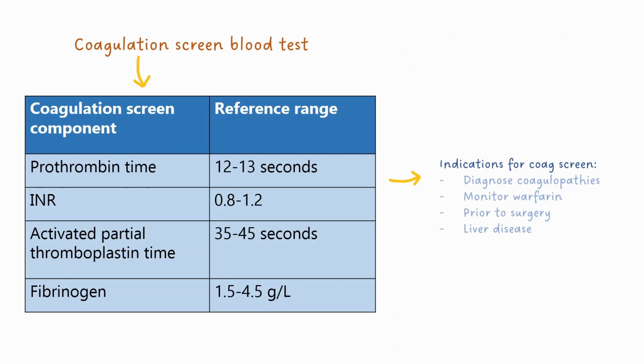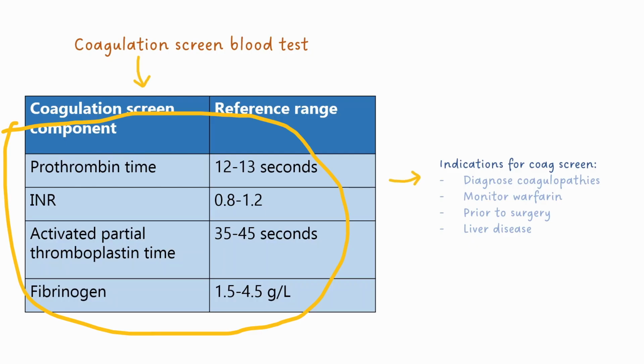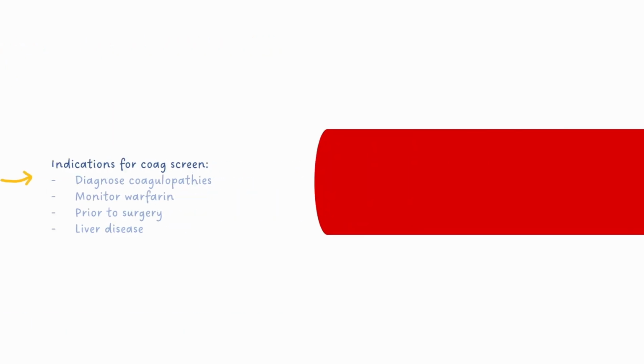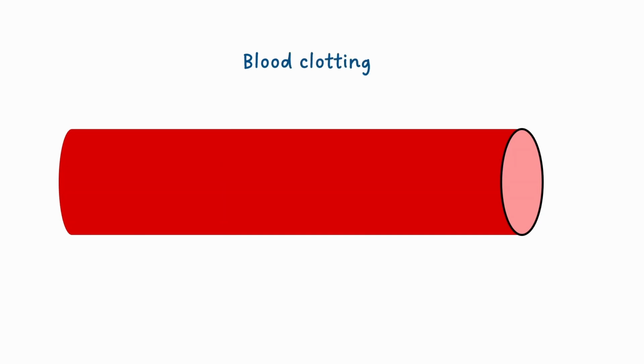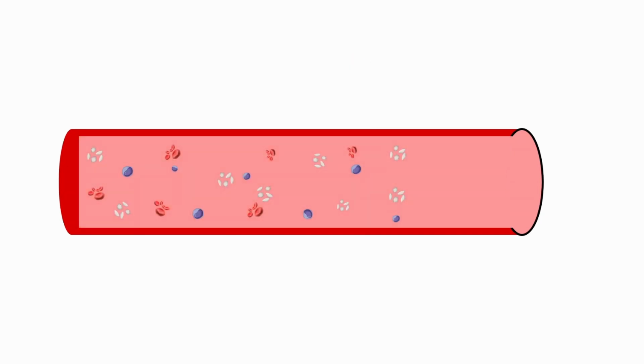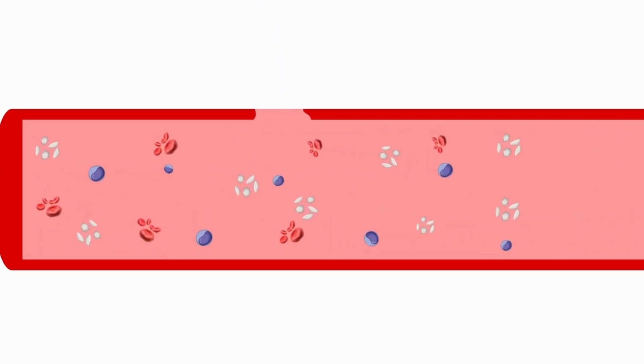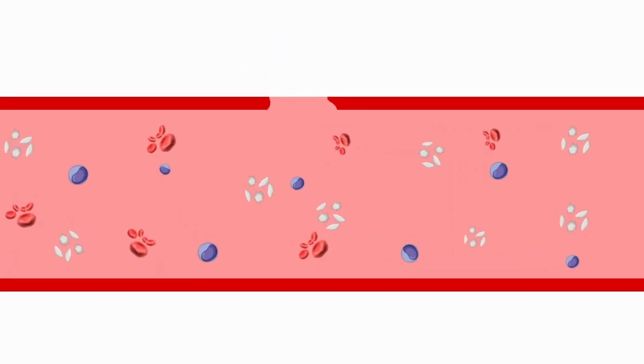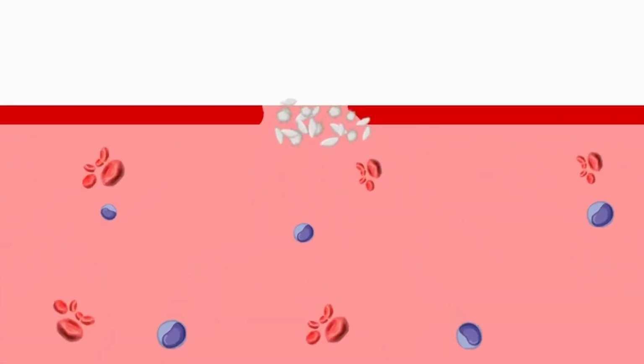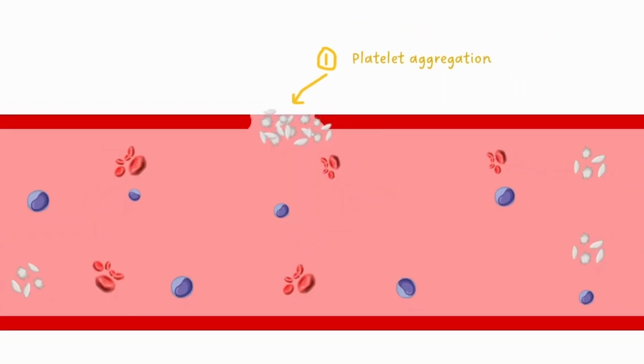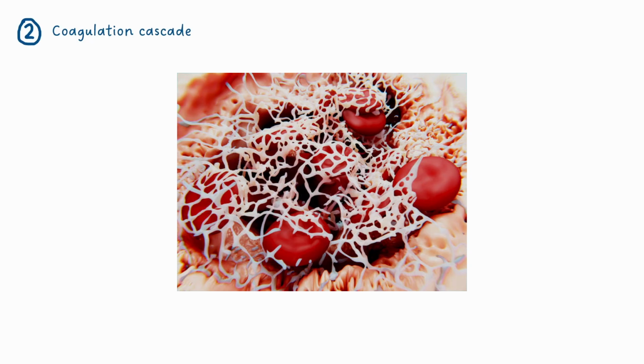To understand what prothrombin time, INR, APTT and fibrinogen all mean, we first need to understand blood clotting. When a blood vessel gets damaged, our blood must react to plug up any gaps in the vessel wall to prevent significant blood loss. The first response is for platelets to aggregate at the defective site of the blood vessel wall. But this is only a temporary measure and requires the coagulation cascade to produce a fibrin clot to cover the defect whilst the blood vessel wall repairs itself.